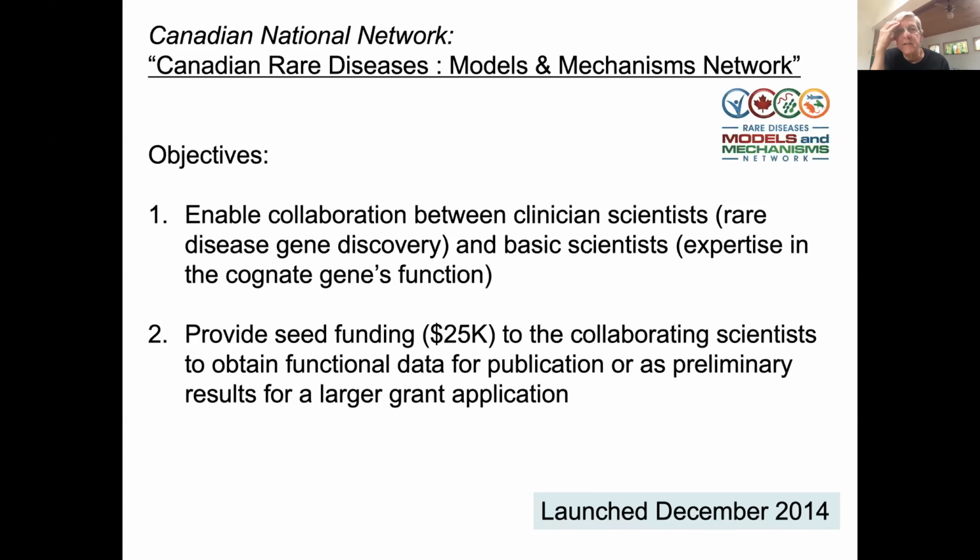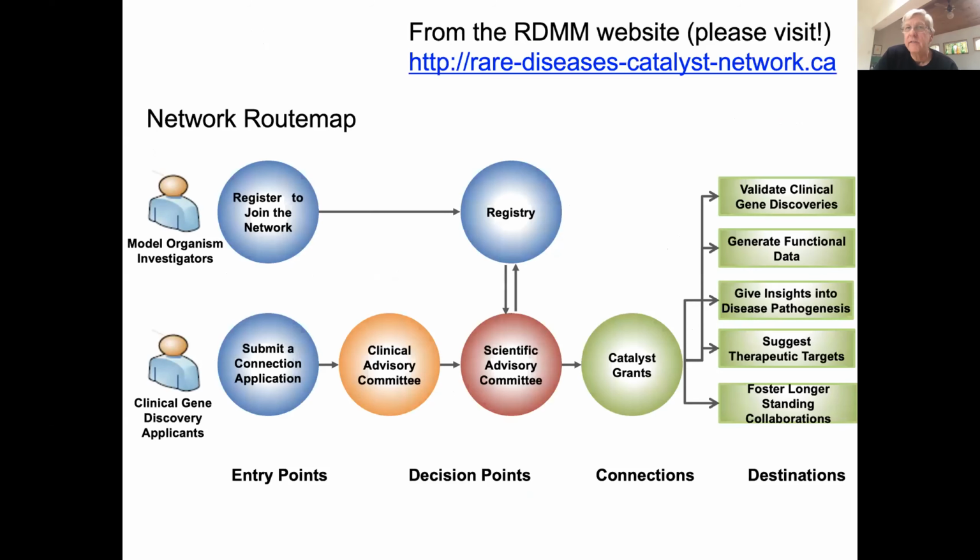The basic objectives are to enable collaboration between clinician scientists that discover genes and basic scientists, as I said, that have expertise in the cognate gene's function. And what we wanted to do is to provide seed funding, a small grant of $25,000, to the collaborating scientists to obtain some initial results, either for publication in an initial paper, or as preliminary results for larger grants and longer term collaborations.